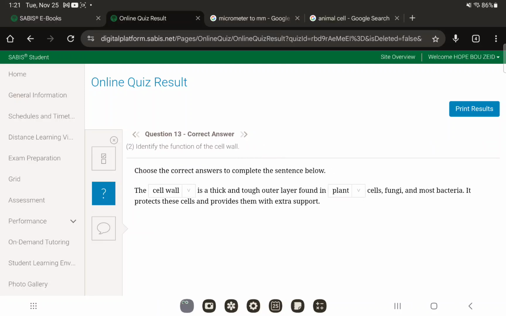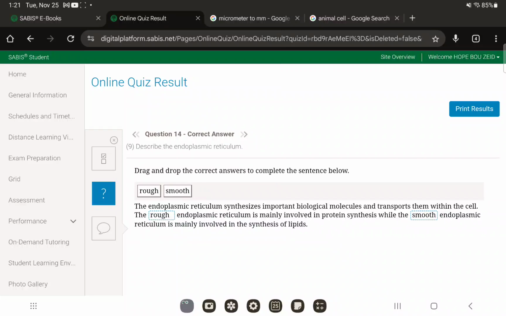The cell wall is a thick and tough outer layer found in plant cells, fungi, and most bacteria. It protects these cells and provides them with extra support. That is the function of cell walls, and plant cells, fungi, and most bacteria have cell walls, so that's just a general fact.